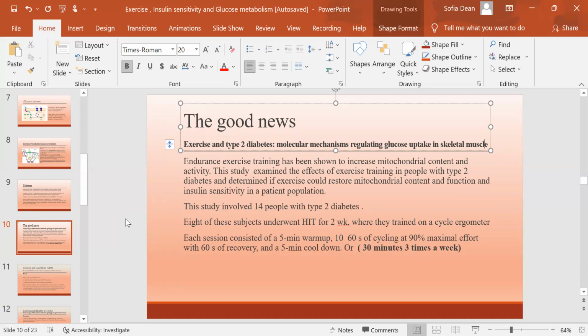This study involves 14 people with type 2 diabetes. 8 of these subjects underwent HIIT training for 2 weeks, which is high intensity training, where they trained on a cycle ergometer. Each session consisted of 5 minutes warm up, 10 intervals of 60 seconds of cycling at 90% maximum effort, with 60 seconds of recovery in between, and 5 minutes cool down. You could say this was done 30 minutes 3 times a week.